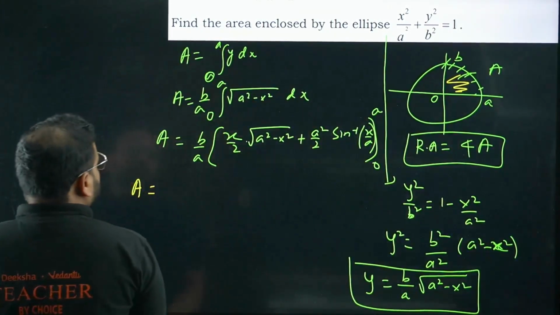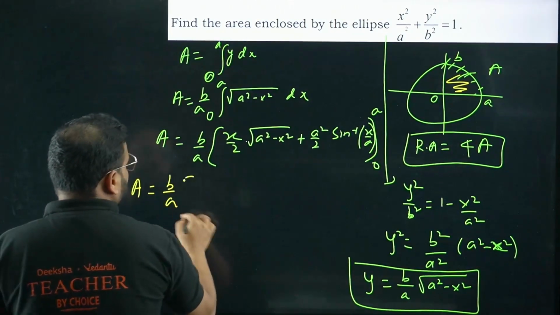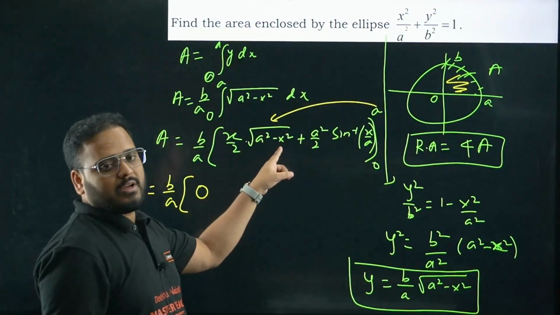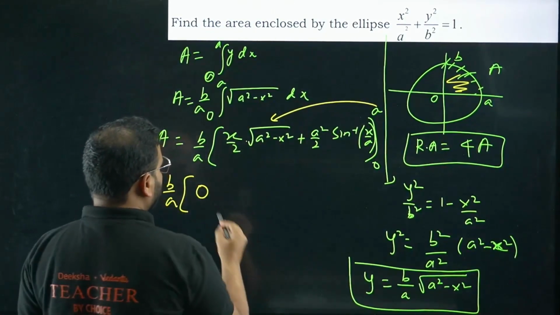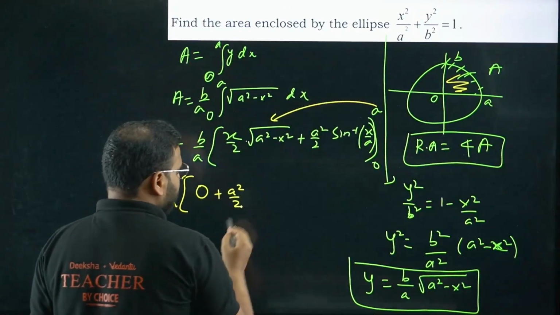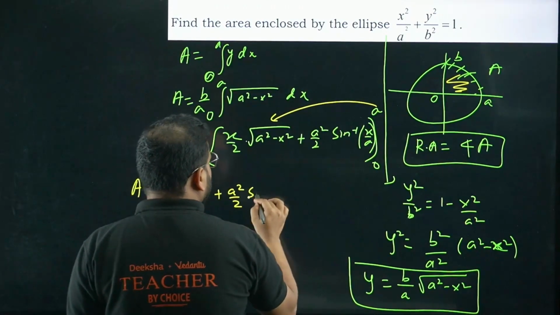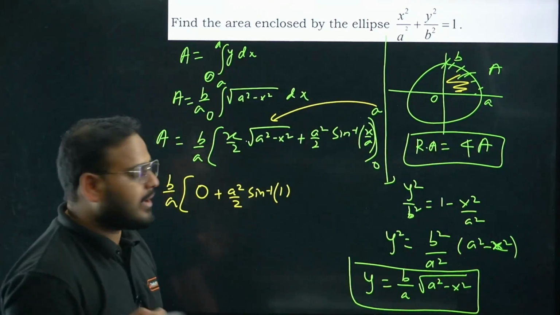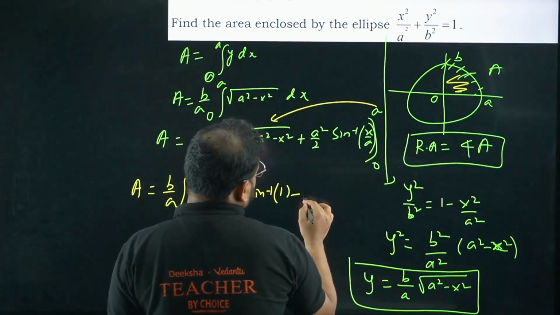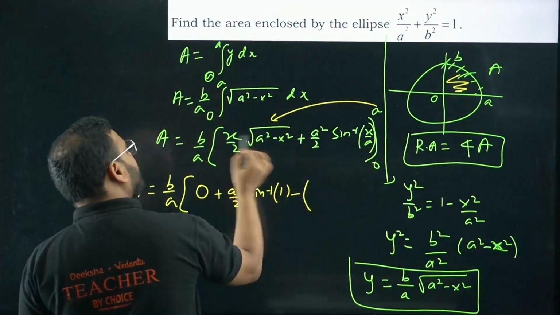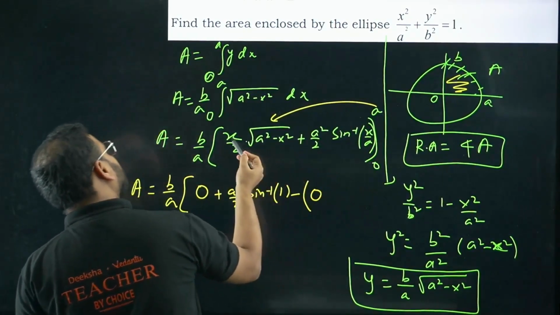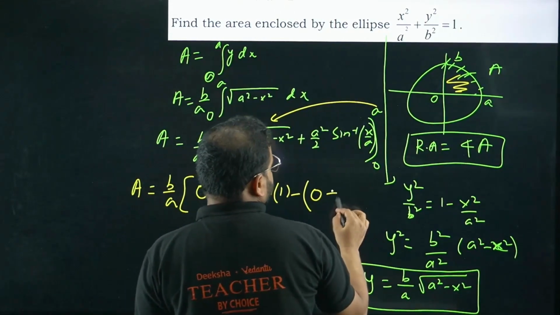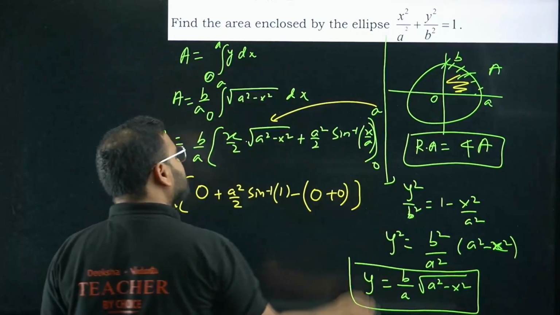So this will be b by a outside. Now if you put a value in this function, it will become 0. How come, sir? a square minus a square will be 0 only. So this whole thing will be 0. Now put it over here, you get a square by 2 sine inverse of a by a, so 1. x by a means a by a, so 1. Now the lower limit, please check. 0 you put here, 0 into anything will be 0 again. Now put it here again, 0. How come, sir? Sine inverse of 0 is 0. That's why.